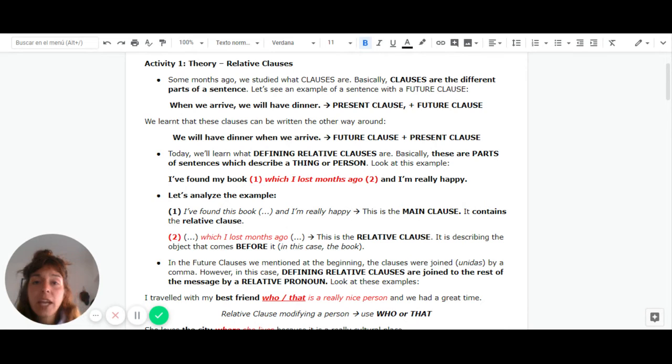¿Sí? Aprendimos que una clause es un pedacito de la oración que está ahí para completar para cumplir algún tipo de rol en la oración. So, at the very beginning of the explanation, I give you an example of a future clause that is something that we studied a long time ago.